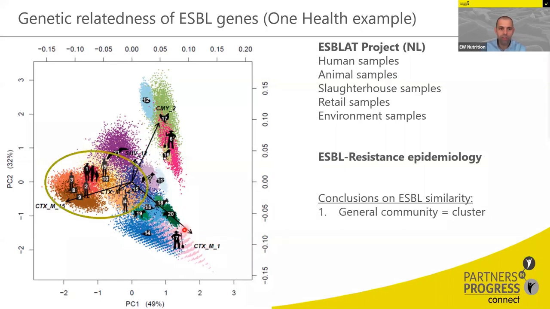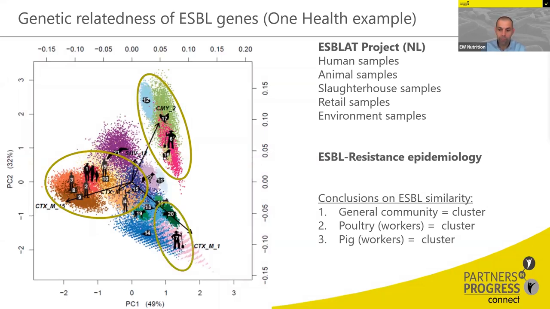Now, conclusions that were drawn from this big research project were that human-to-human transmission is an important contributor to the spread of ESBLs, as different subpopulations of people were having ESBLs that were closely related. Secondly, it shows that poultry workers share antimicrobial resistance genes with broilers, layers, and poultry products. Thirdly, similarly, the ESBL present within the pig workers community is very closely related to ESBL from swine.